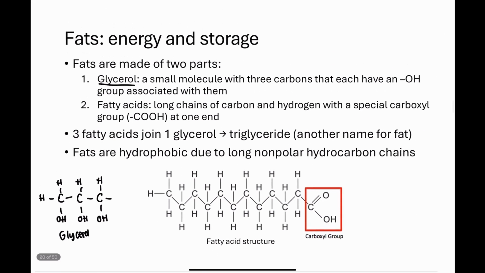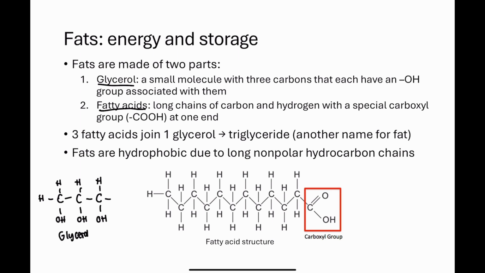And the next thing that fats are made up of are fatty acids. Fatty acids are long hydrocarbon chains that have a carboxyl group at the end. Our fatty acids are usually made up of about 16 to 18 carbons, but it can vary. And the carboxyl group at the end is going to give fatty acids their acidic properties. And these long hydrocarbon chains are hydrophobic because of the abundance of nonpolar carbon-to-hydrogen bonds.